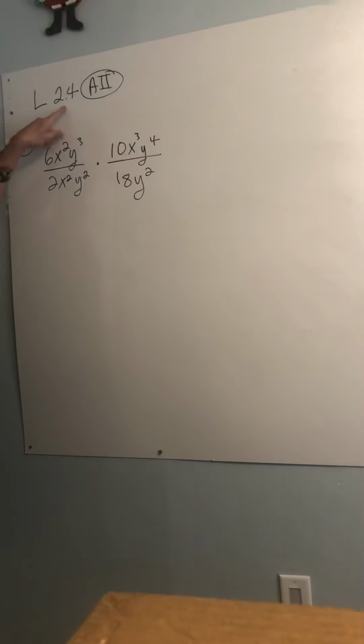All right, lesson 2.4, Algebra 2. Make sure if you're in Algebra 2, you're doing Algebra 2. And if you're in Geometry, make sure you're doing Geometry. I'll make sure I label it better on YouTube.